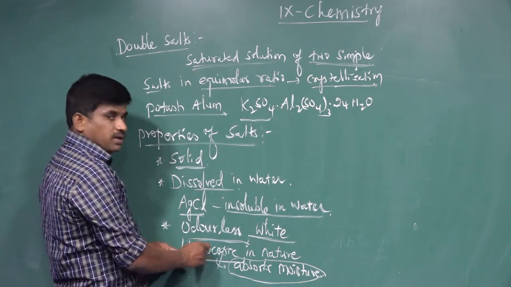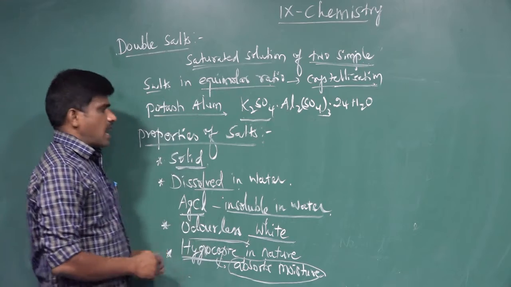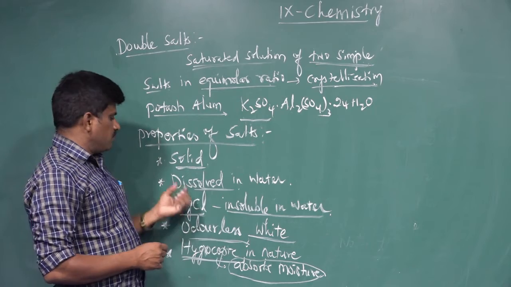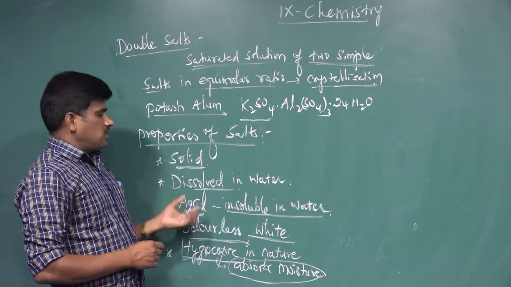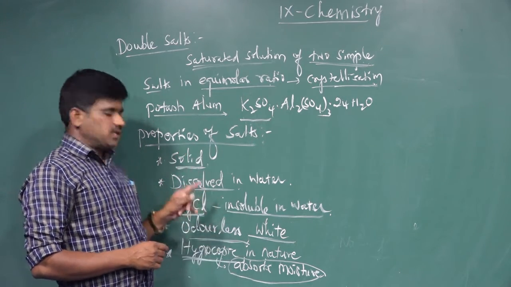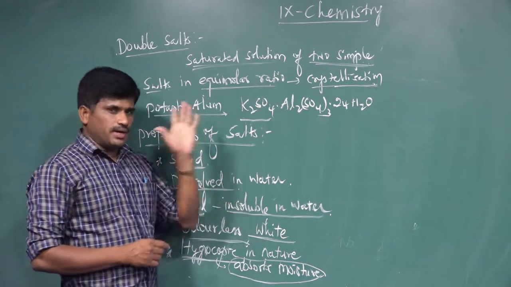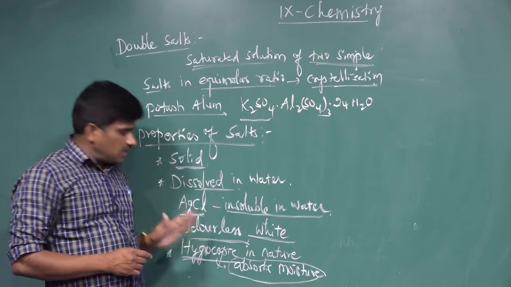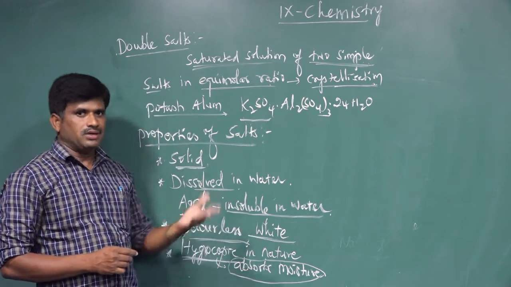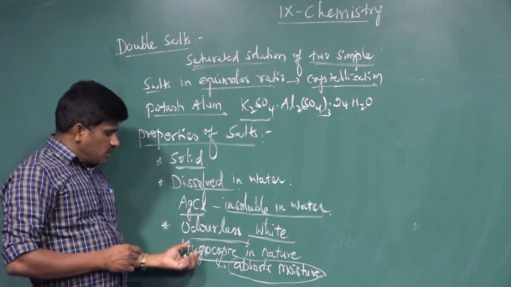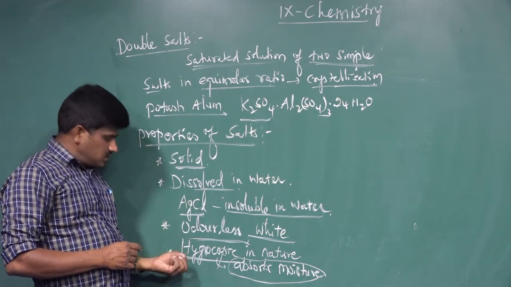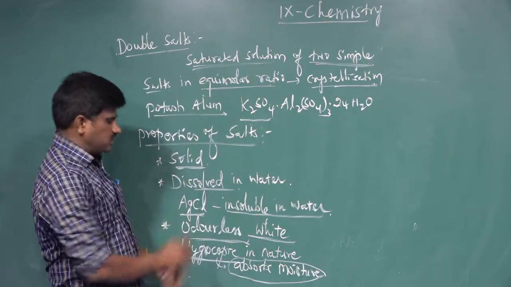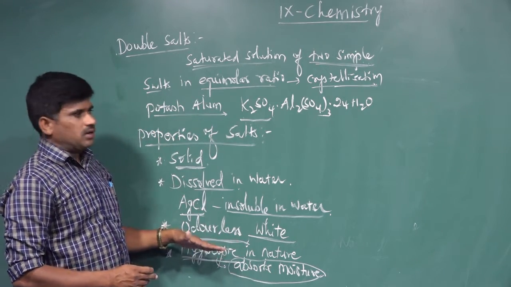These are the four properties, the last properties of salts. So what is the first one? Salts are solid in nature. Most salts dissolve in water, with the exceptional case of silver chloride, which is insoluble in water. Then the third one: salts are odorless. Most salts are white in color, though colored salts are also present. And salts are hygroscopic in nature: they can absorb moisture from the surroundings. These are the properties of salt.